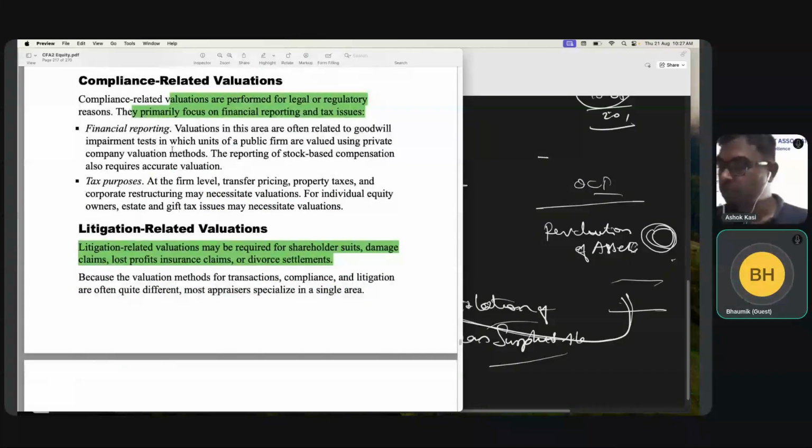Compliance based valuations are performed for legal or regulatory reasons. They primarily focus on financial reporting and tax issues. Financial reporting, tax purposes.